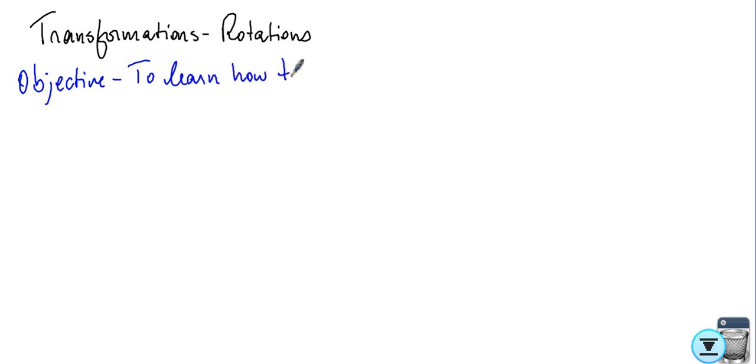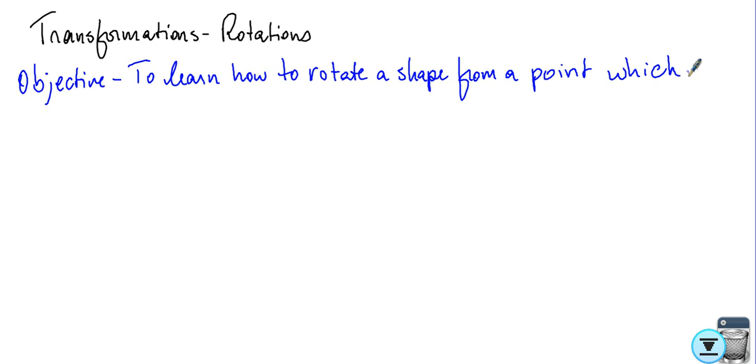Rotations. And our objective for this lesson is to learn how to rotate a shape from a point which is not the origin. In our last lesson, we rotated shapes from the origin.